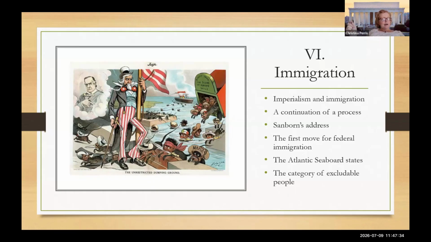It is also no coincidence that many of the women involved in both imperialist and anti-imperialist organizations were also concerned with the plight of new arrivals to the United States. Industrialization, imperialism, and immigration were all linked.